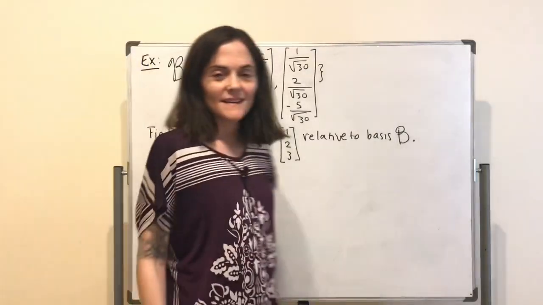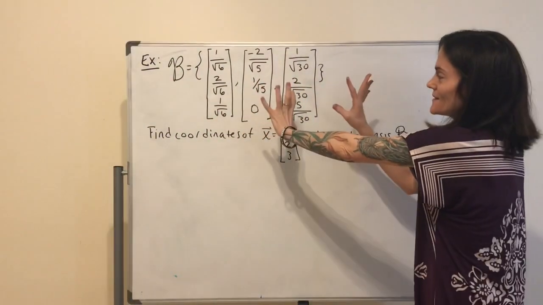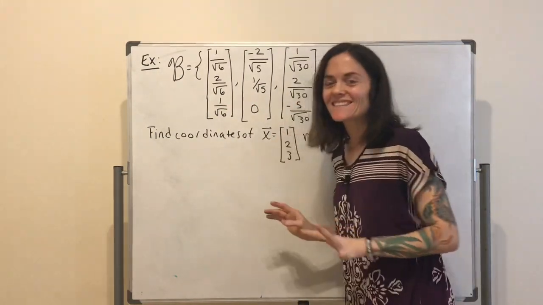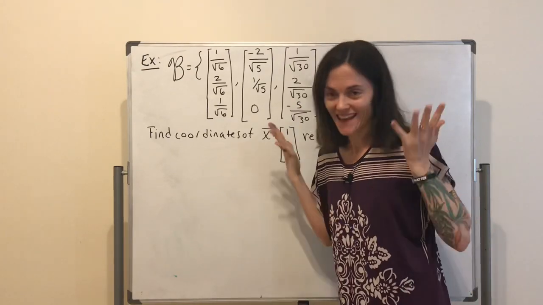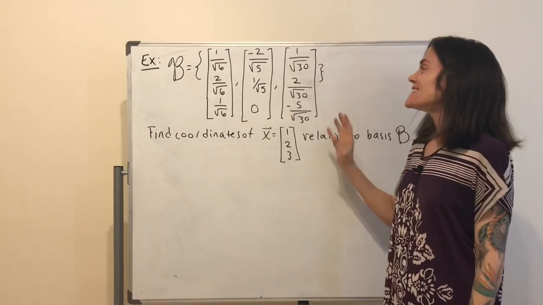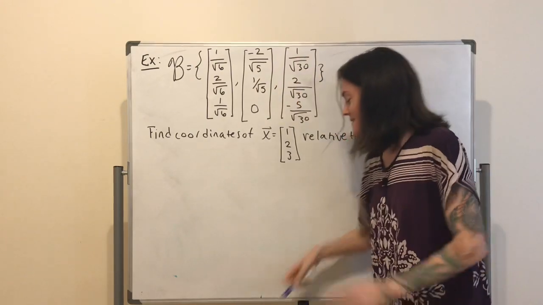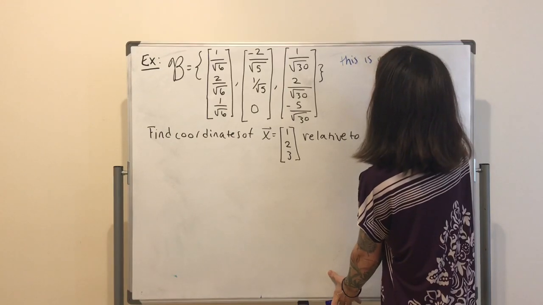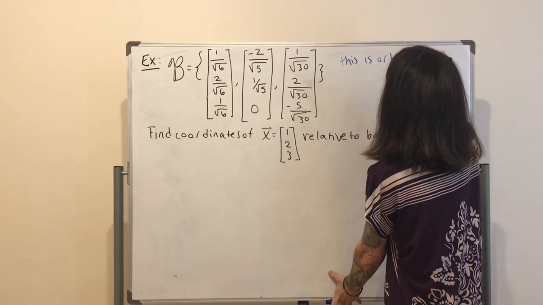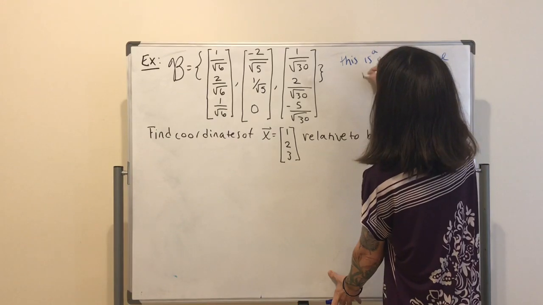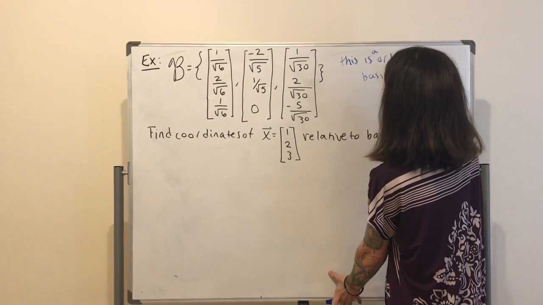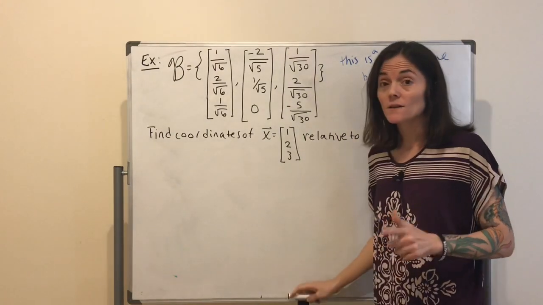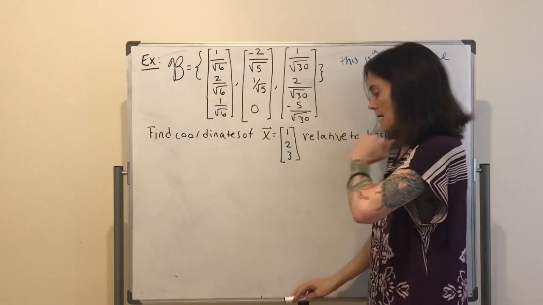Now I'm returning back to this orthonormal basis. This was one that we did, right? Here I have it. So this is an orthonormal basis. We showed and we calculated this is an orthonormal basis for R3. Then we're going to find the coordinates of this vector relative to this basis.